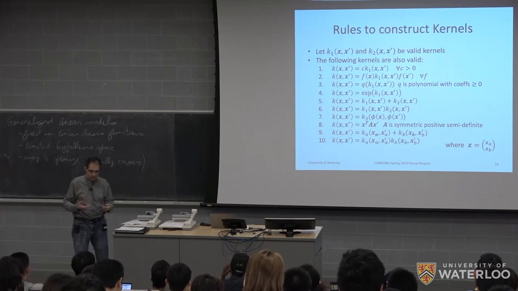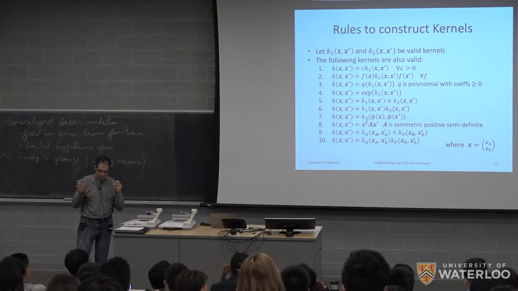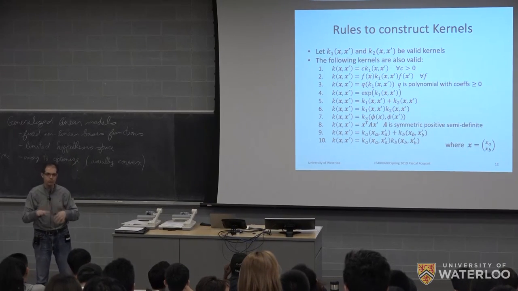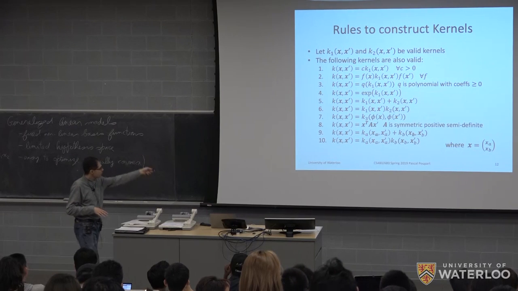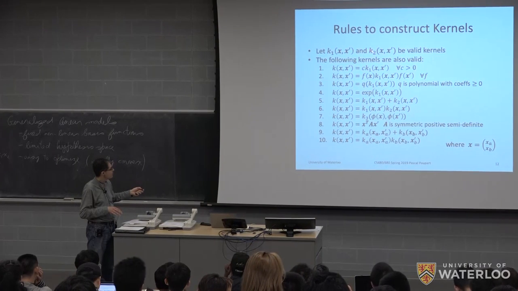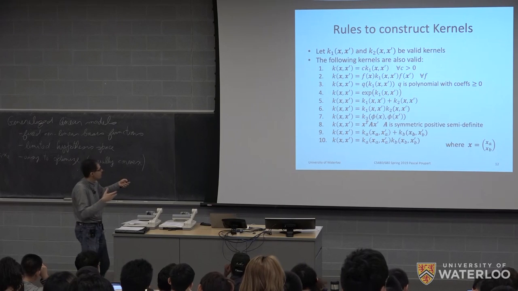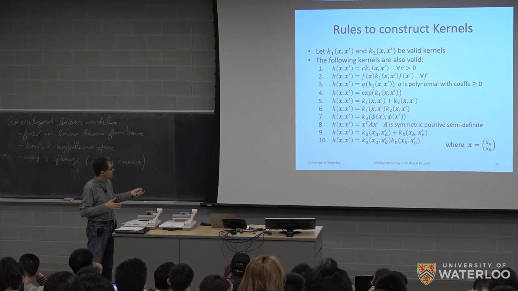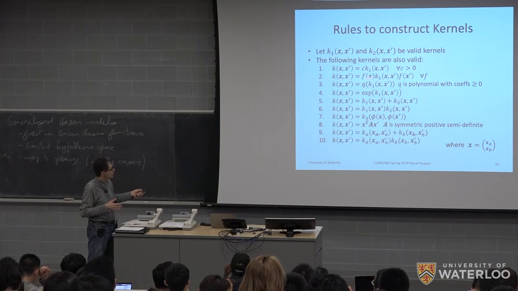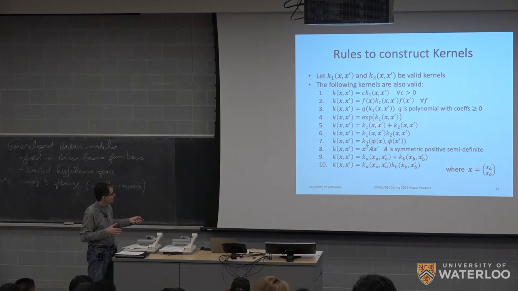Okay, so one idea for constructing kernels is that there are some basic rules that we can follow. If I already have kernels, then I can compose kernels to make more kernels that are valid. So here we have 10 rules where if I already have a kernel K1 and a second kernel K2 that are valid, in the sense that there exists a mapping phi for each one of them, then I can construct new kernels. I can always multiply by a positive constant. I can pre- and post-multiply by some function f in terms of x and x prime. I can take the exponential, the sum, the product. So there's lots that we can do.